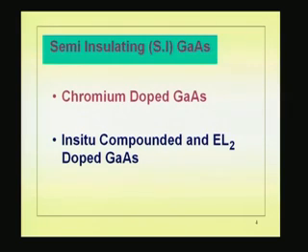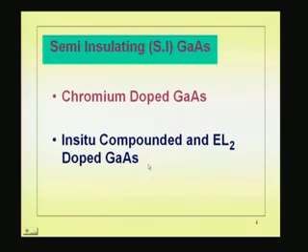First, we will get into how to make this semi-insulating gallium arsenide. There are two approaches. One approach is chromium doped gallium arsenide. The other approach is in situ compounded and EL2 doped gallium arsenide. EL2 is another impurity that comes in. You are not introducing it, it comes in when you grow.